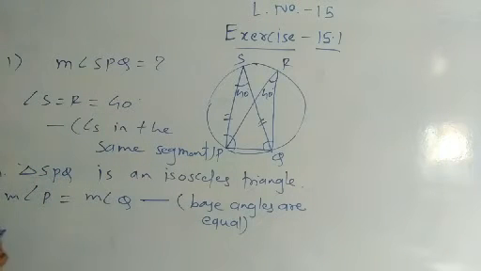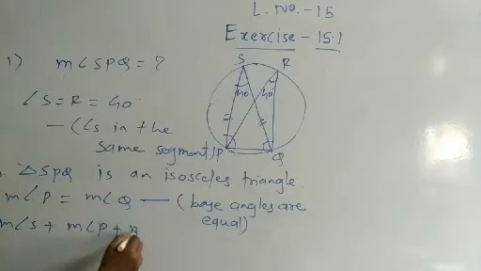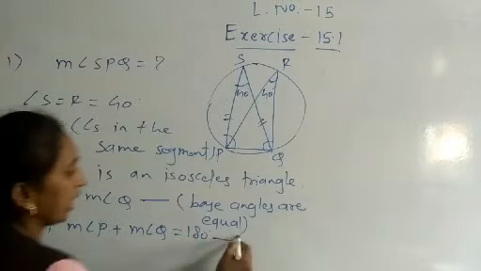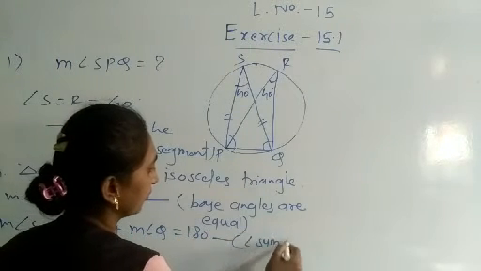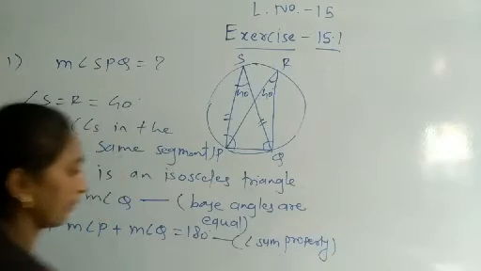Okay, so now you know very well about the triangle. The sum of three angles of a triangle is always 180 degrees. So we write here measure angle S plus measure angle P plus measure angle Q is equal to 180 degrees, by the angle sum property.